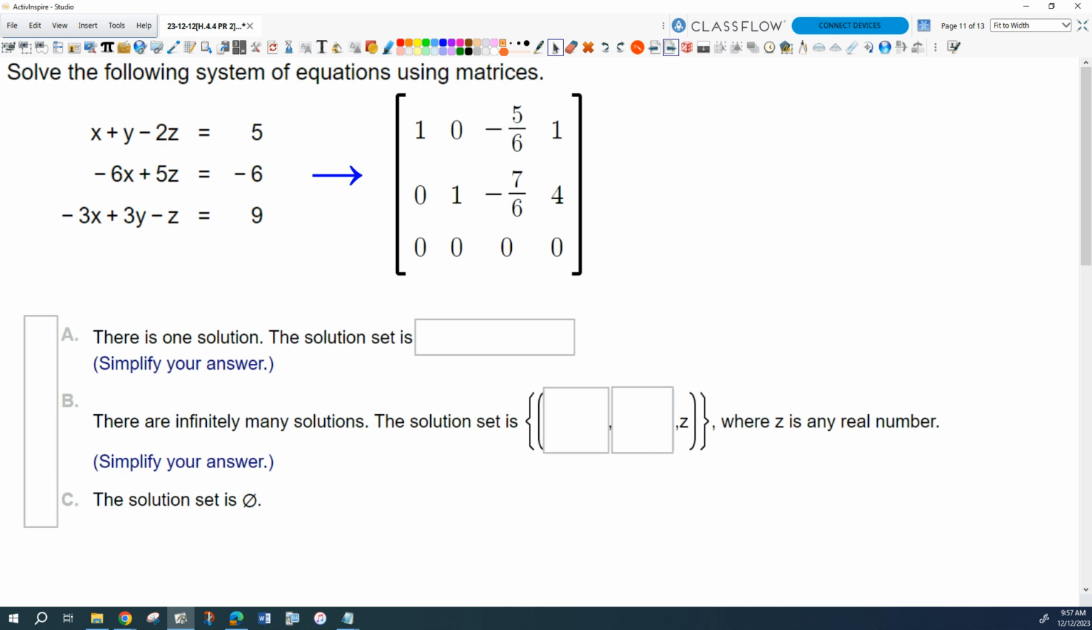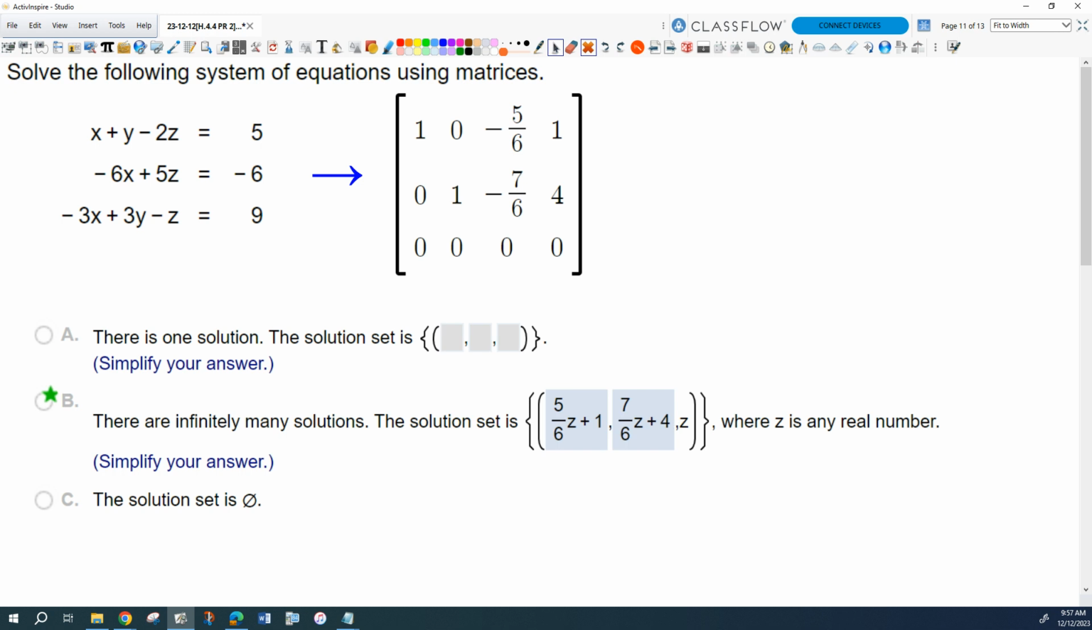So this is one where here's how we'd have to input this. You guys tell me which would be A, B, or C, the correct option for what we got. It'd be B, wouldn't it? Right? It's going to be B. There are infinitely many solutions. And what's the solution set where z is any real number? Well, that's what we just said. x is going to be 5/6 z plus 1, and y is going to be 7/6 z plus 4. Okay?